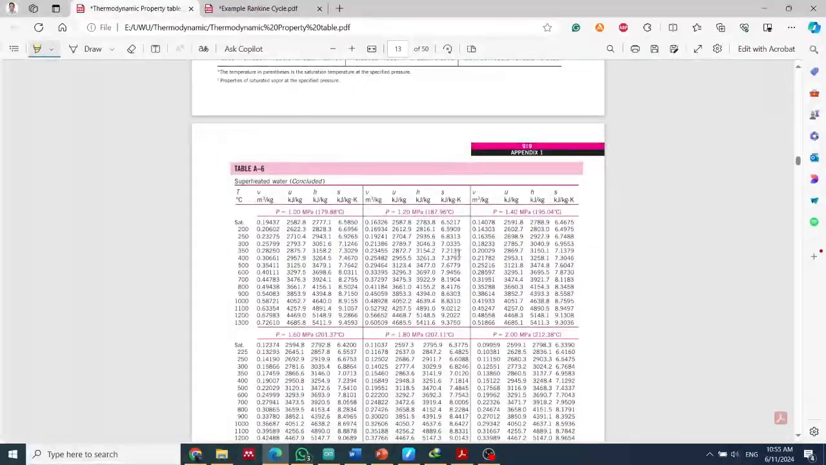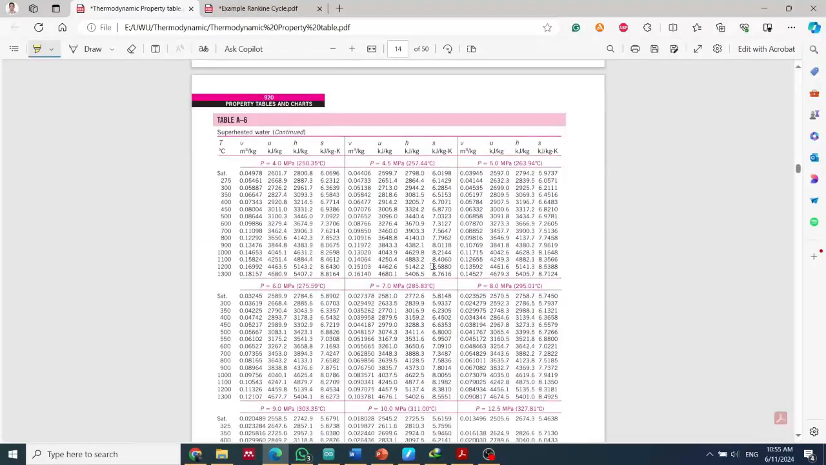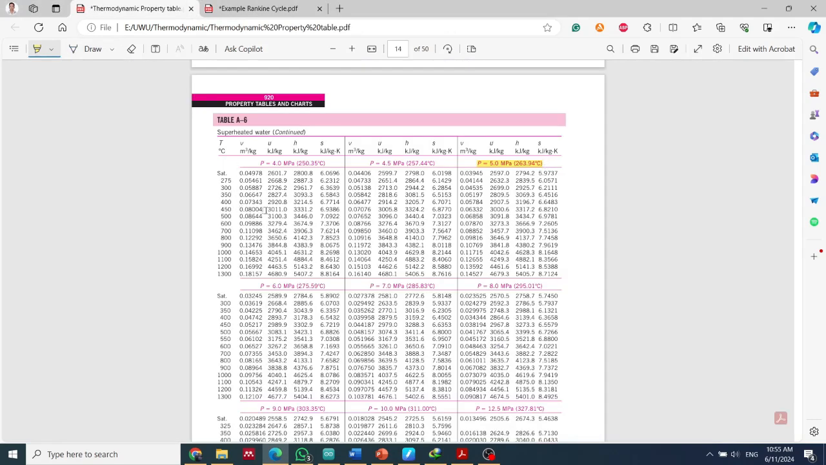Right, we have to refer to 5 megapascal. So we are in this one, this is 5 megapascal, and the temperature is 450. So this is 450 in this row. Then we can say these are the values that we are interested in.